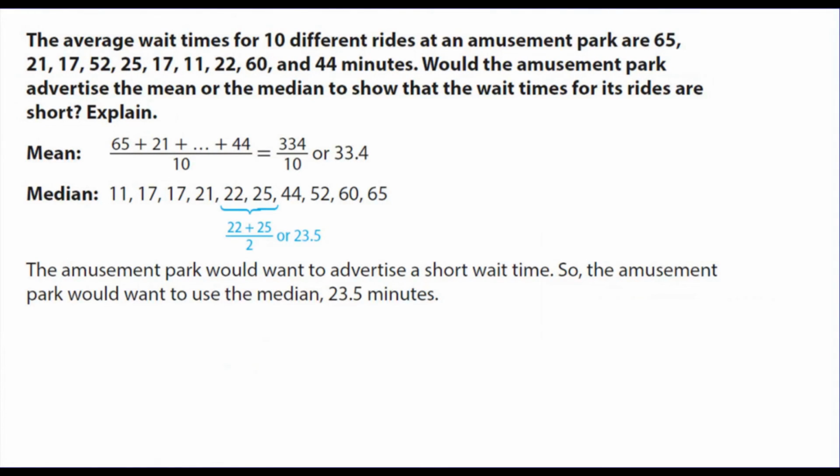Here we have a situation of when we should decide which measure of center to use to maybe communicate a certain message. So the average wait times for 10 different rides at an amusement park are 65, 21, 17, 52, 25, 17, 11, 22, 60, and 44 minutes. Would the amusement park advertise the mean or the median to show that the wait times for its rides are short, and then explain?